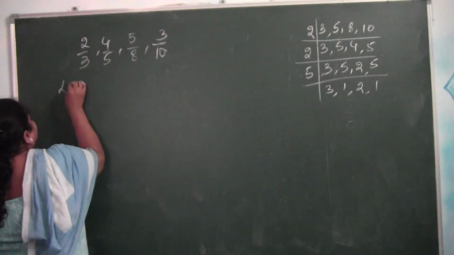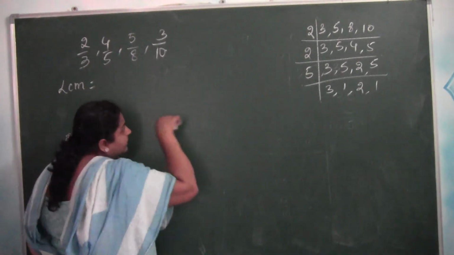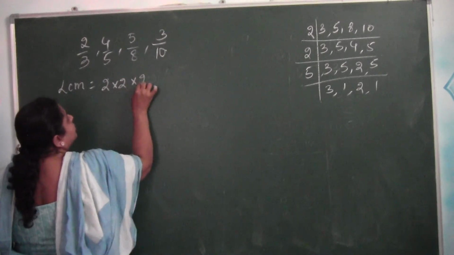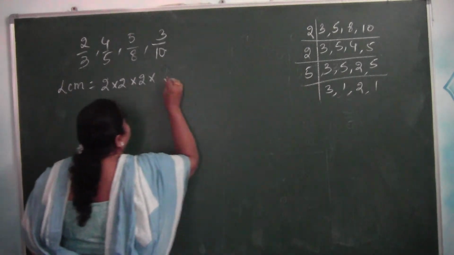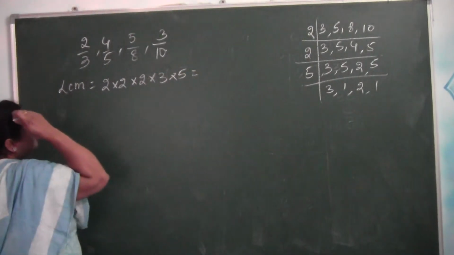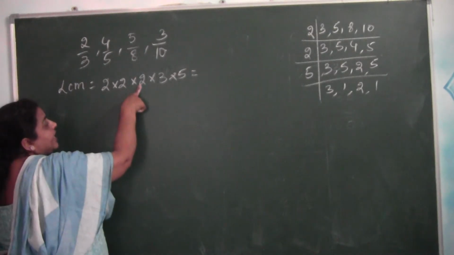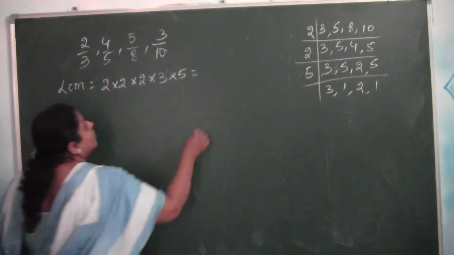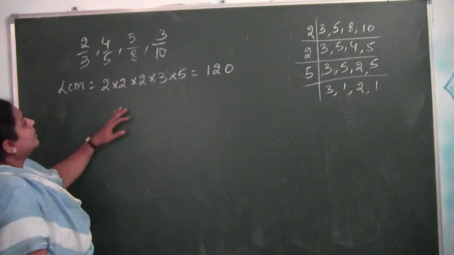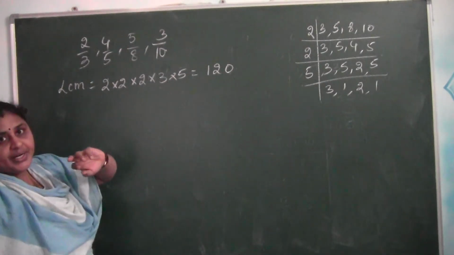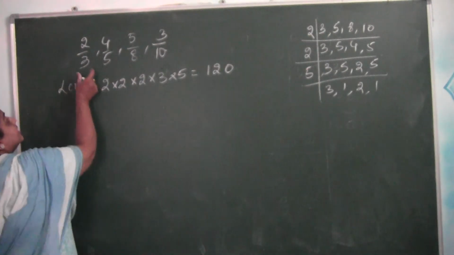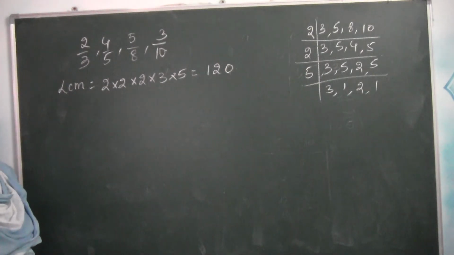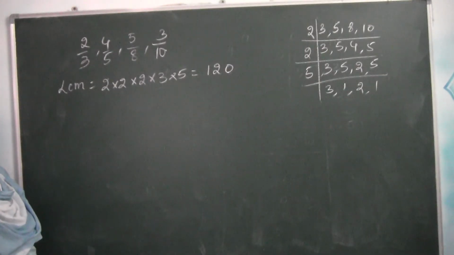Now what is the LCM I got? How many 2s are there? 3 2s: 1, 2, 3. So 2 into 2 into 2 into 3 into 5. Okay. Now let us multiply. 2 2s are 4, 2 4s are 8, 8 3s are 24, 24 5s are how much? 120. Yes, 120 is my LCM. Now I have to convert each and every denominator to the denominator 120. I have to change them into equivalent fractions.